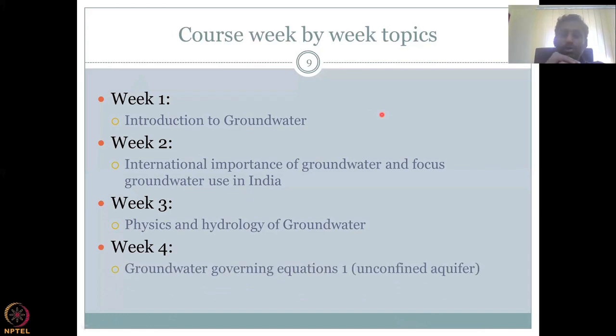In week four, we will be looking at groundwater governing equations. As I said, once the physics is established, you would have a set of equations to model or understand the groundwater. So there are groundwater governing equations which should be discussed in week four. And there are two major types of aquifers, unconfined and confined. In week four, we would look into the unconfined aquifers. The types of aquifers would be discussed earlier for your benefit in week three.